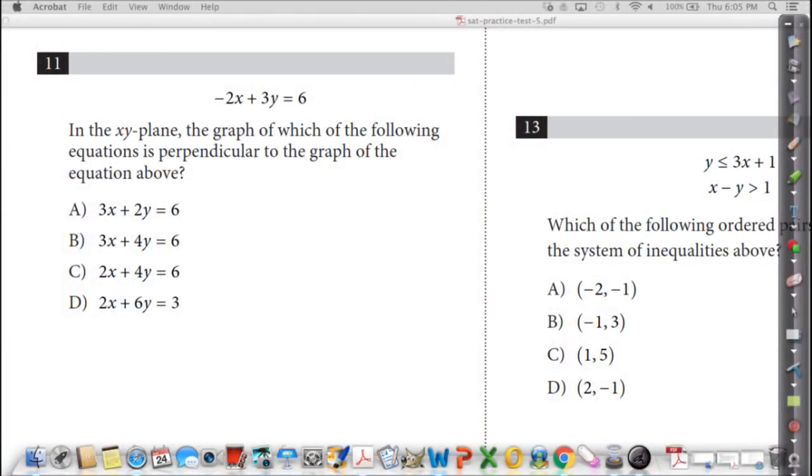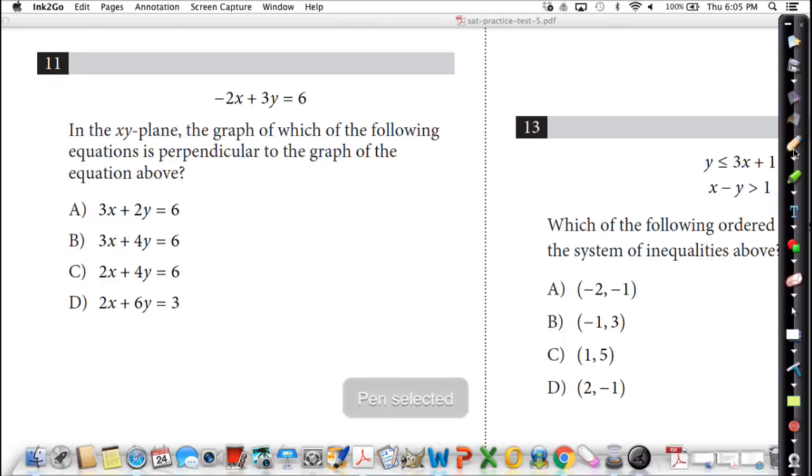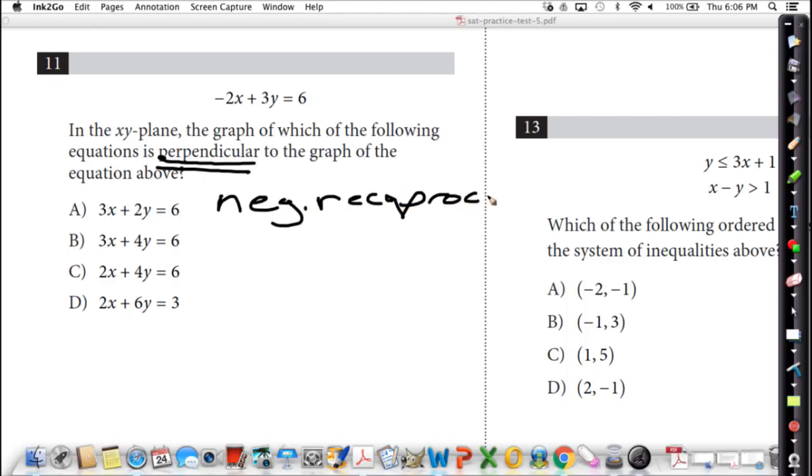So this one says, in the xy plane, the graph of which of the following equations is perpendicular to the graph of the equation above? There's a little rule for this. You should know it. Hopefully you're saying it at home. How do I know if a line is perpendicular to another one? Well, they should have negative reciprocal slopes.